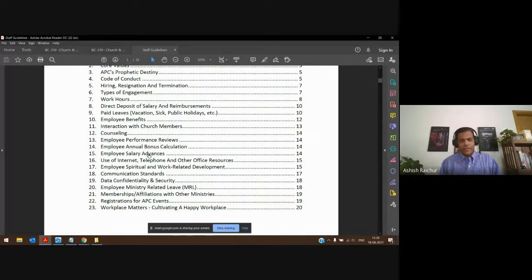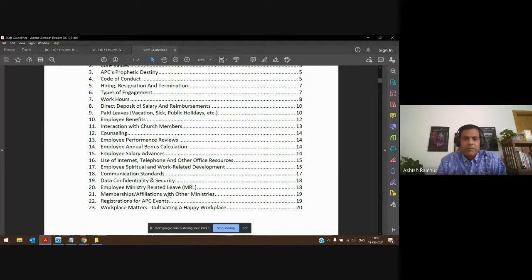And so then we had to make a decision. Okay, we won't give loans. We will only give so much salary advance, one or two months. I don't know what it is, but that's what we will do. And so we had to standardize everything to be fair with all our staff: using office resources, then taking care of the spiritual work-related matters. We have certain standards for communications. I'll get to that.